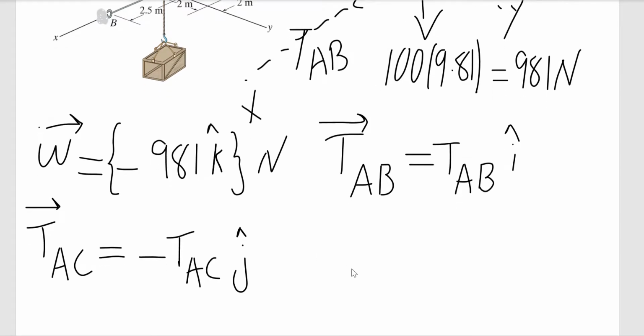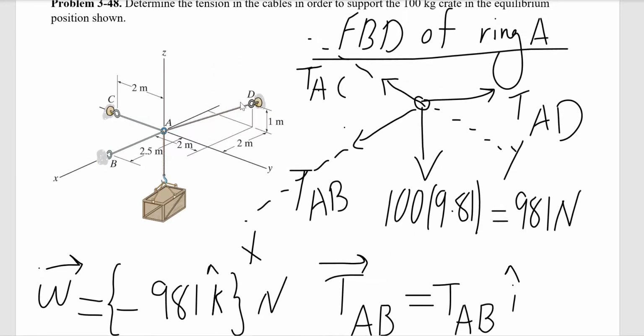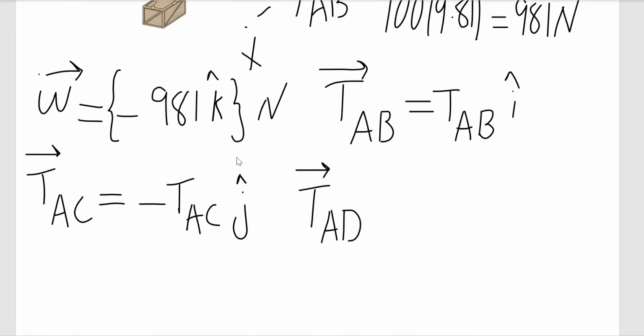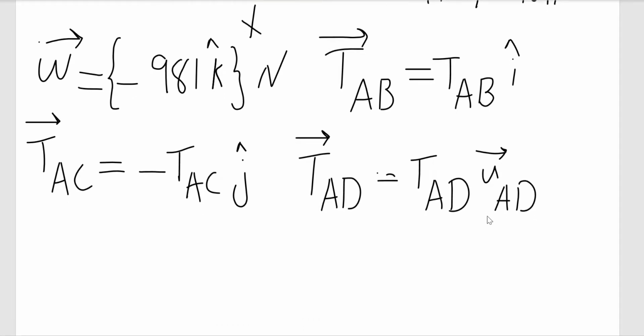For TAD, I need to find a component, but I don't have the angles, but I have the dimensions. We talked about if we have the dimensions, we can find a unit vector, and if we multiply the unit vector by the magnitude, it gives us the vector in Cartesian form. So TAD would be the magnitude of TAD that we don't have, times UAD, the unit vector from point A to point D. So my first task is to find this unit vector, so I can write all my forces in a Cartesian form. So what is a unit vector?